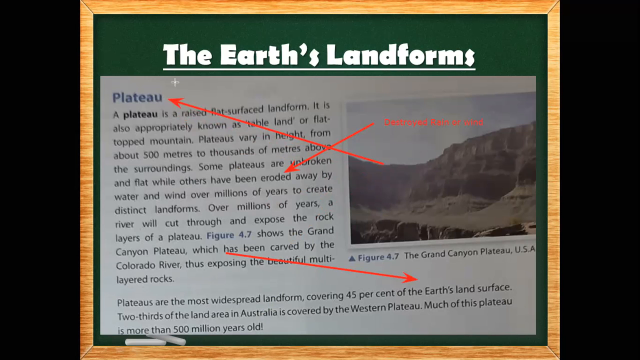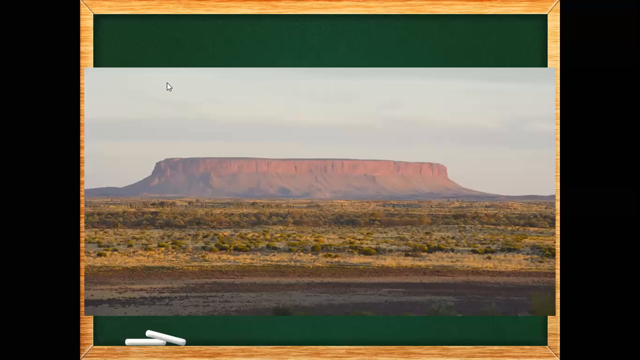How? Plateaus are the example of those mountains that are flat at the top. So let's see the pictures once again. This is a picture of a plateau. This is a mountain. It's a plateau. There are so many.